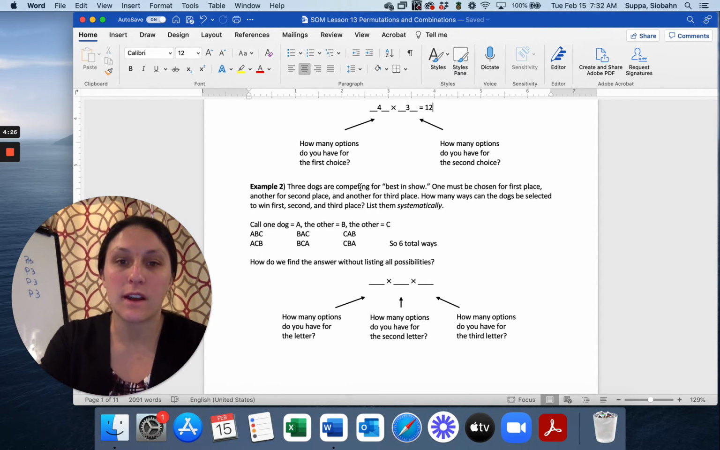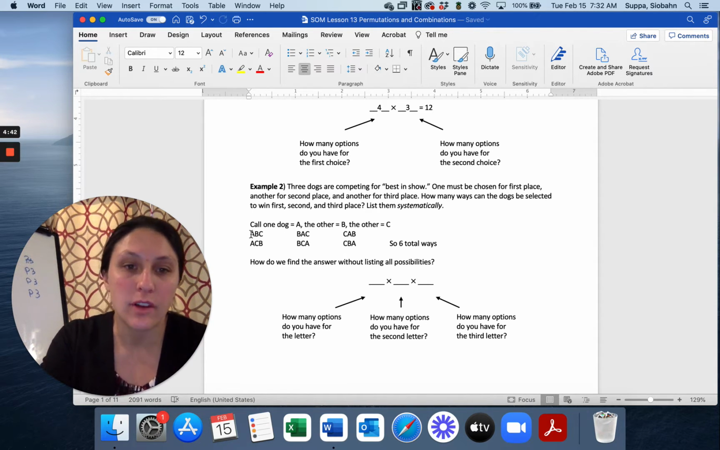Okay, 3 dogs are competing for best in show. One must be chosen for first place, another for second place, and another for third. How many ways can the dogs be selected to win first, second, and third place? And let's list them systematically.